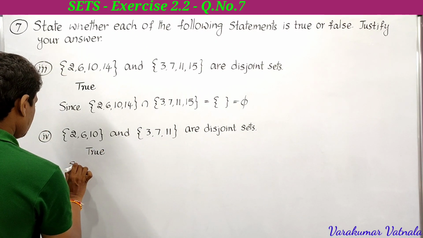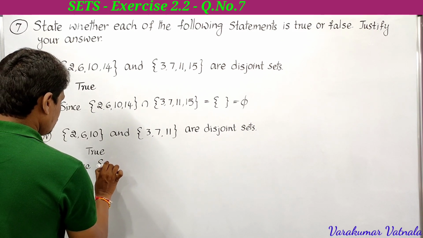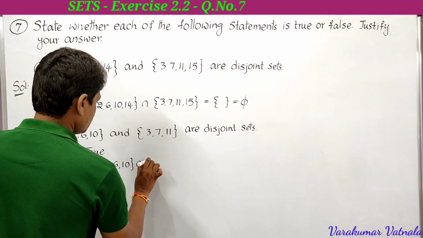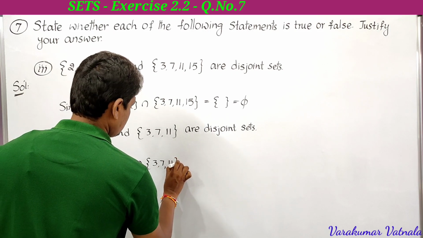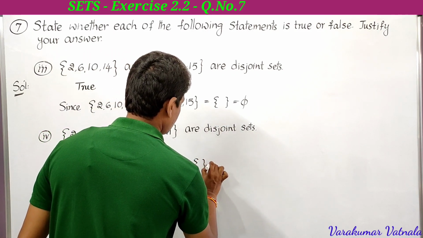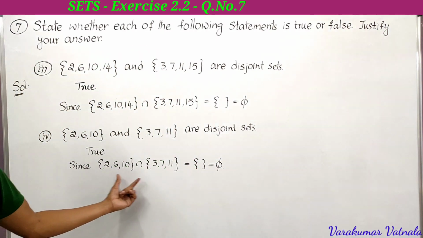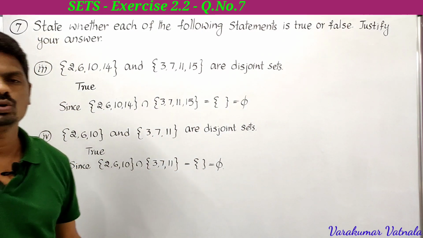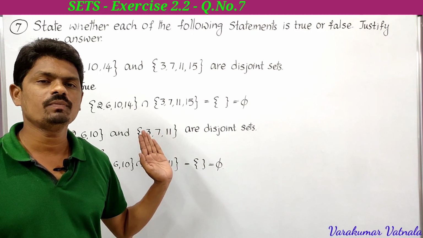Since we have to write a reason. Since 2, 6, 10 intersection 3, 7, 11 is equal to, there are no common elements, hence it is a null set. Since their intersection is a null set, they are disjoint sets, hence it is true. So these two are the third and fourth bits in the seventh problem.